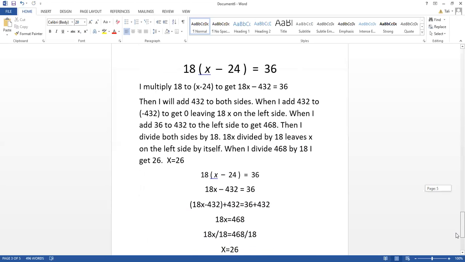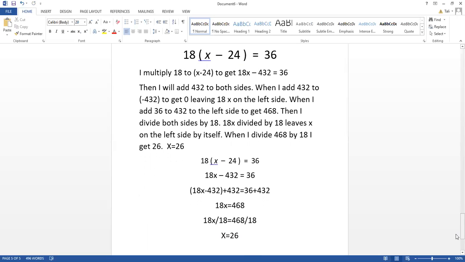My final question, part C, is 18 times x minus 24 equals 36. I multiply 18 by x minus 24, and I would get 18x minus 432 equals 36. Then I need to add 432 to both sides, leaving 18x on the left side by itself. When I subtract 432 from 432, I get 0, having 18x on the left side. Then I would add 36 to 432, and I would get 468.